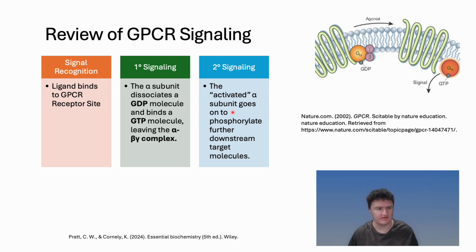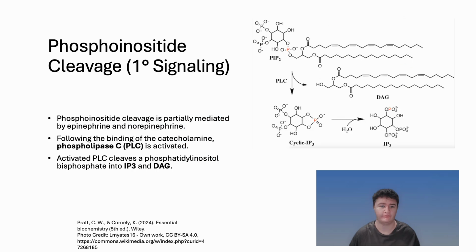So let's take a quick second to review our signaling pathway. We're going to start off by binding a ligand to the GPCR receptor site. From there, the alpha subunit is going to break off. A GDP is going to be replaced with a GTP, and the alpha GTP complex will leave the subunit. This activated subunit then goes on to further phosphorylate downstream target molecules such as the phospholipase C.